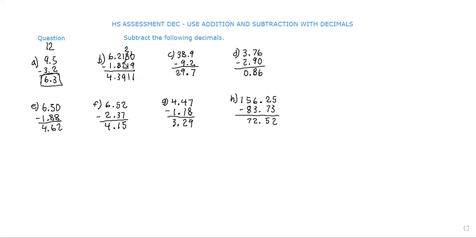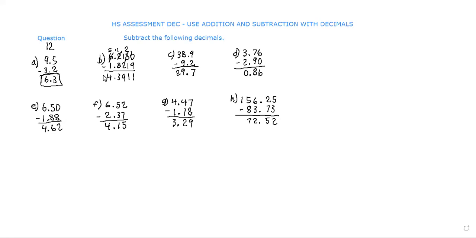Now we have 1 minus 2. We cannot do that, so we have to borrow 1 from the place value on the left. That turns a 2 into 1, and that 1 into an 11. So 11 minus 2 is 9. 1 minus 8, we cannot do that. So we have to borrow 1 from the place value on the left. Turns a 6 into a 5. That becomes an 11 over the 8. And then we say 11 minus 8 is 3. And 5 minus 1 is 4.